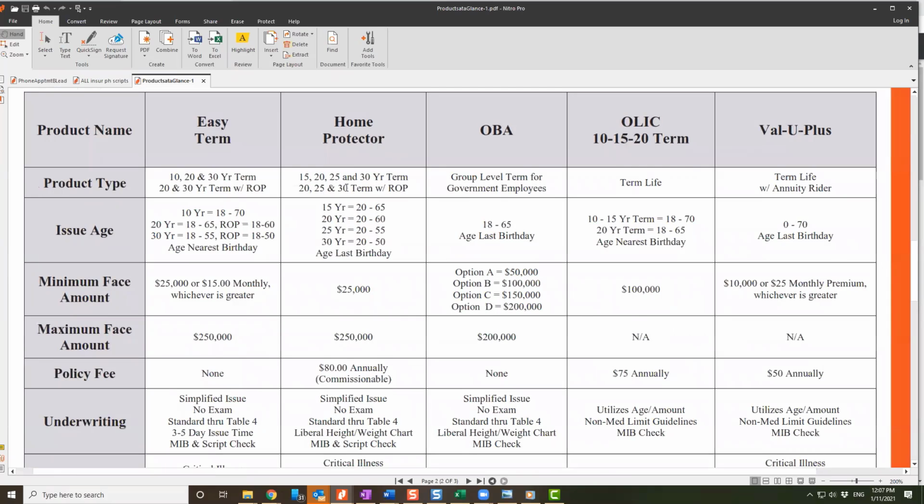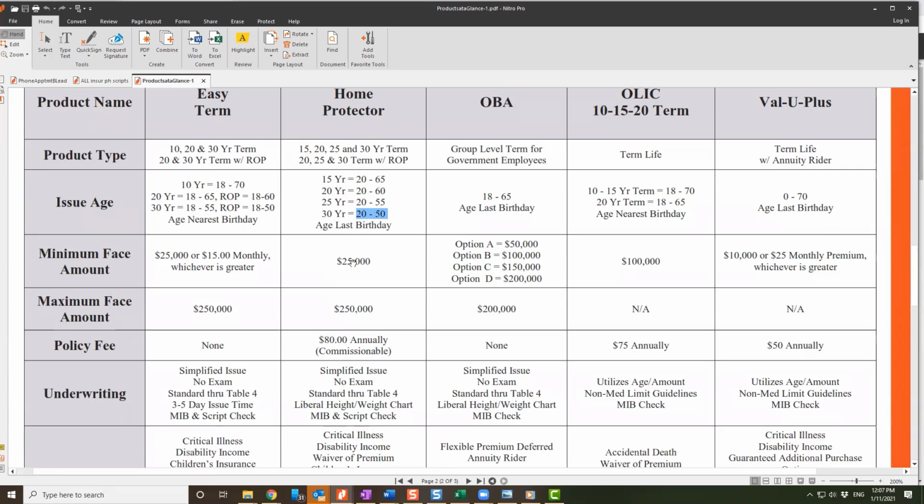If you have 20, 25, or 30 years, you can add return of premium, but you get issue ages, right? The 15-year product is available to people from 20 to 65. The 20-year product is available for people 20 to 60. The 25-year product, 20 to 55, and the 30-year home protector is 20 to 50.